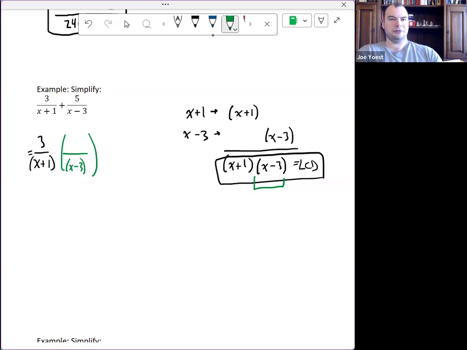But again, I don't want to change the value of the thing, so I better multiply by the same thing in the numerator. Just like before, this nets out to 1. I'm just multiplying by 1 in a creative way. Essentially, what I'm doing is unsimplifying in a very specific manner. And then I have plus 5 over x minus 3. I'll choose to put this x minus 3 in parentheses.